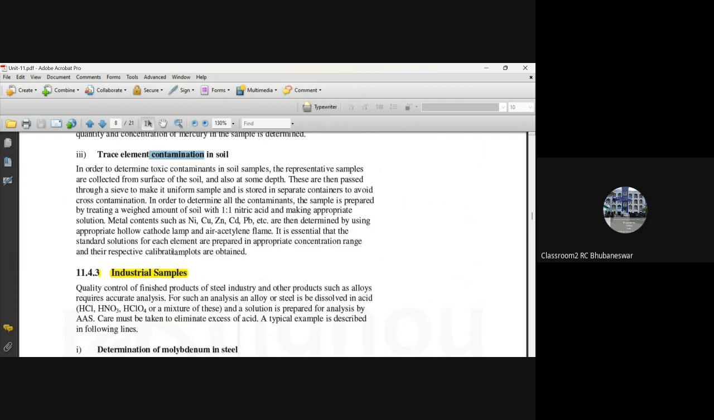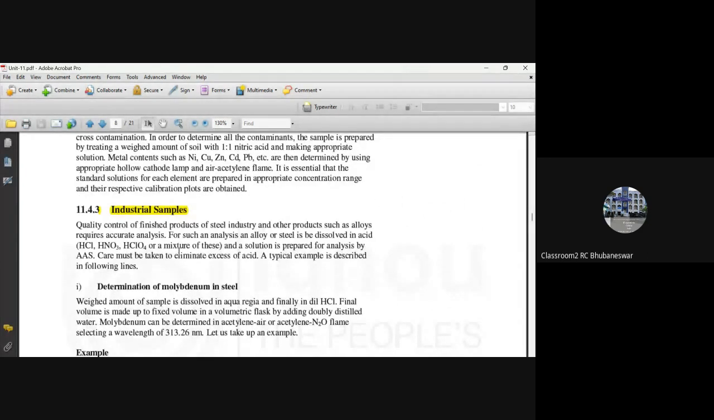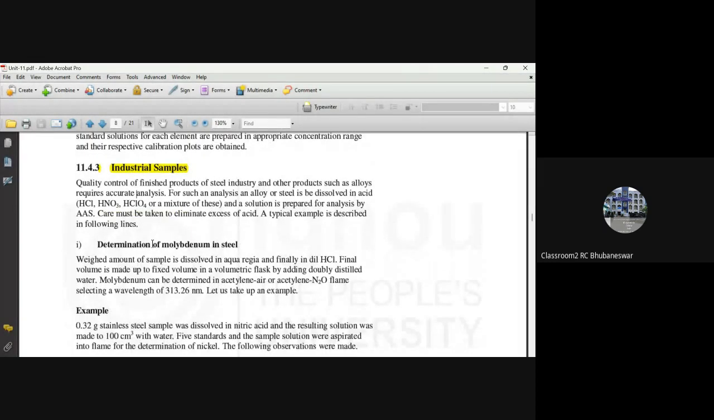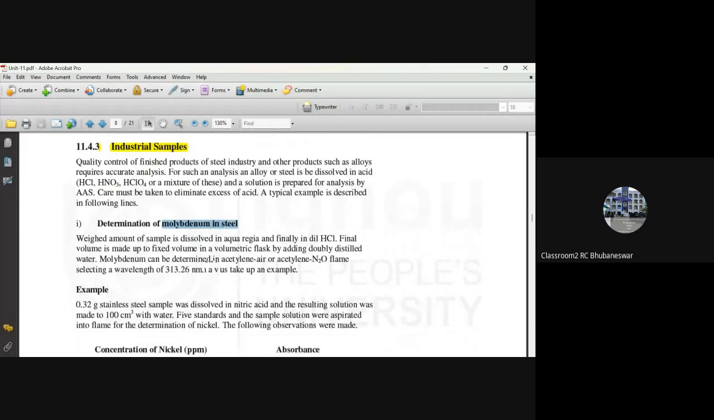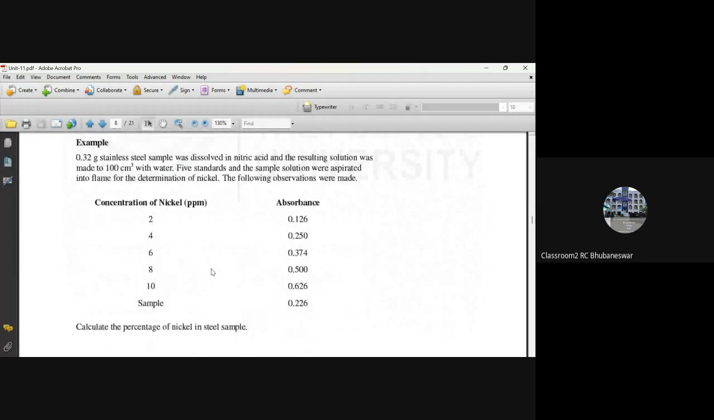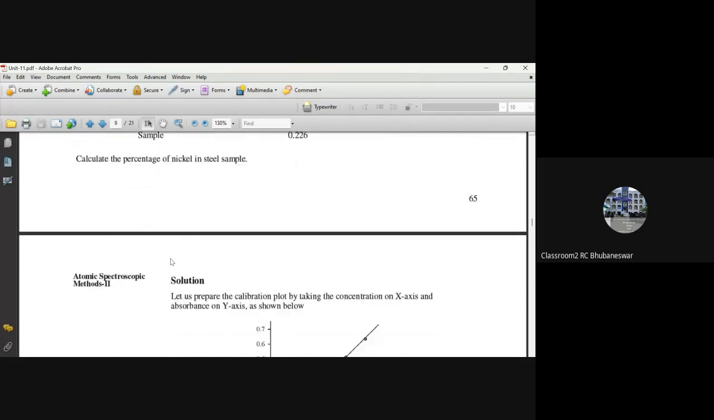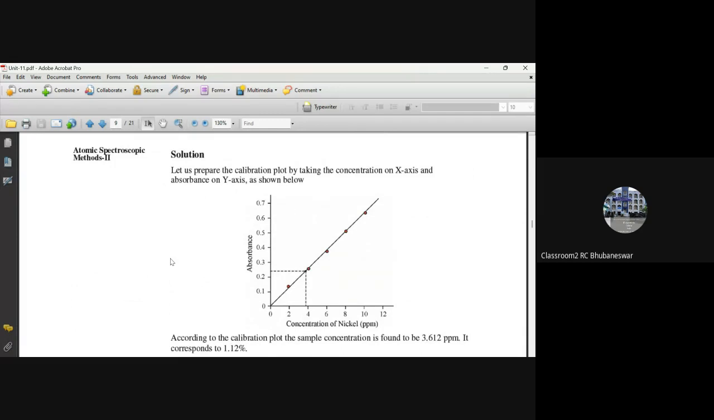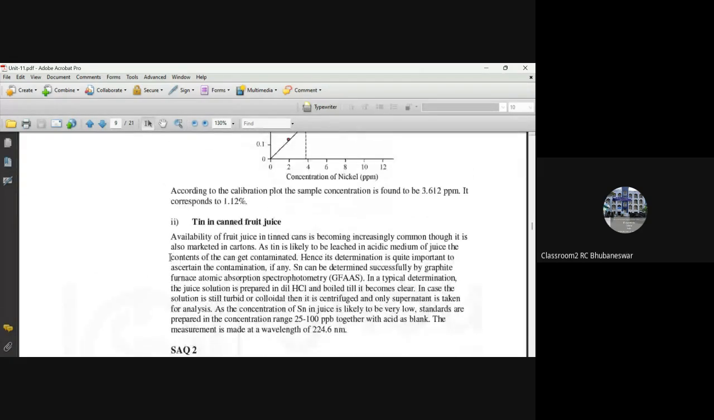this kind of techniques. Then biological samples, environmental samples, then industrial samples also can be studied, like determination of molybdenum in steel. Steel is mostly composed of carbon and iron, in various compositions. If some molybdenum is there in steel, that also can be detected. Okay, some examples are given here. Concentration of nickel also can be determined if it is present in that steel. One example with the solution is given that you can see.